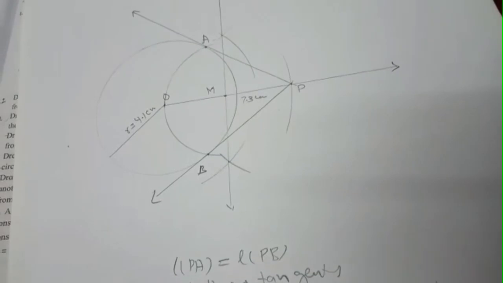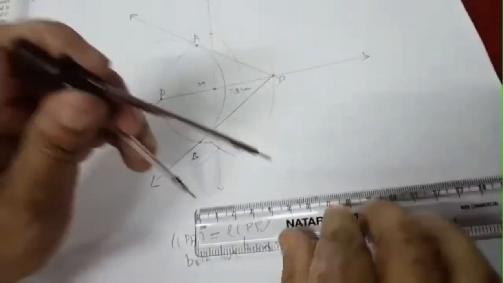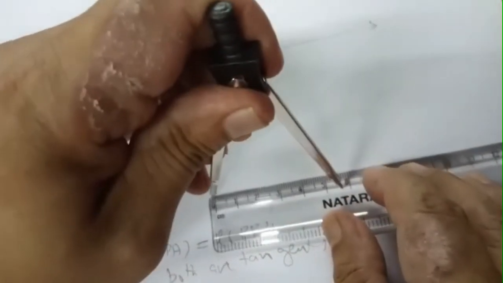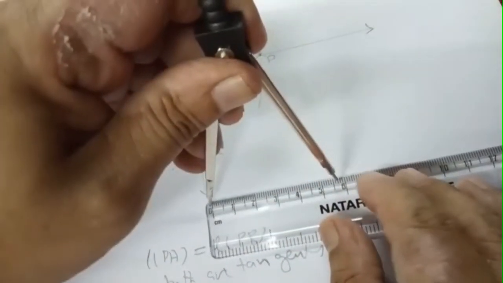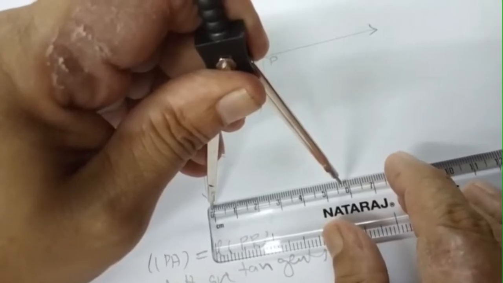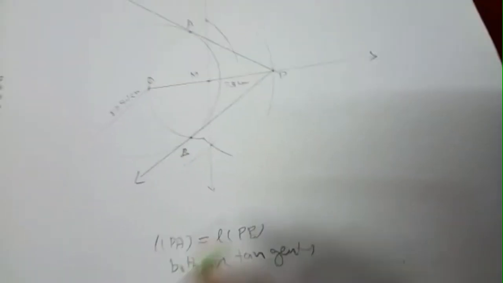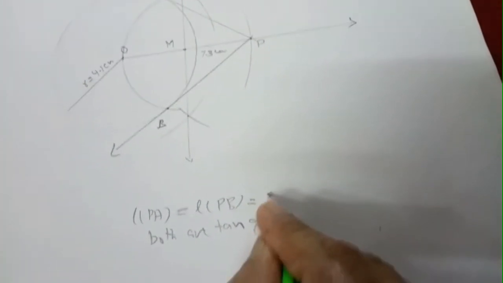You can measure the tangents PA and PB. The measure of both the tangents are congruent. This is 5.7 centimeter. Both the tangents are congruent. PA and PB is equal to 5.7 centimeter.